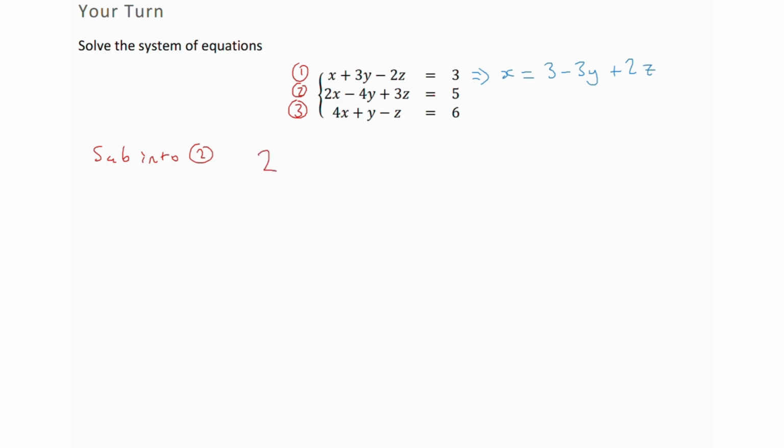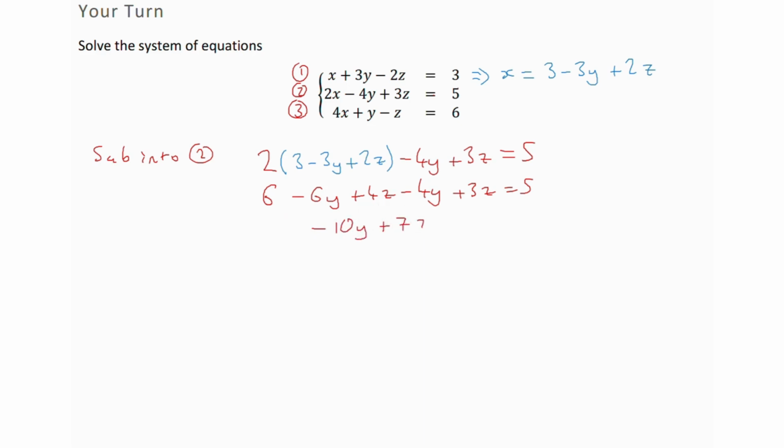When I do that, I get two lots of x, and x in this case is going to be 3 minus 3y plus 2z, minus 4y plus 3z equals 5. Simplifying this, I get 6 minus 6y plus 4z minus 4y plus 3z equals 5, which is going to be minus 10y plus 7z is equal to negative 1.